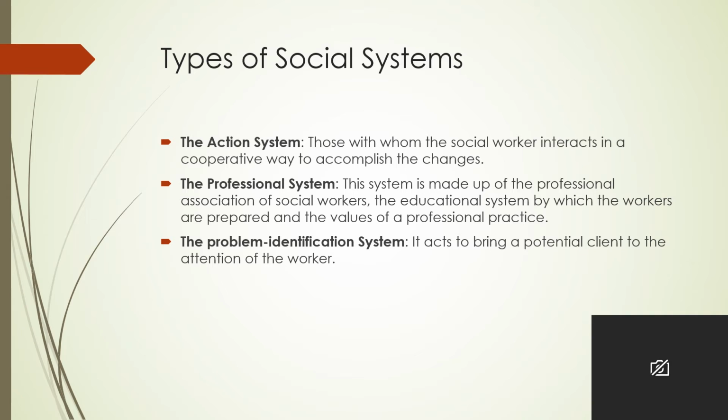The fourth notion that needs to be clarified is the action system. The term action system is used to describe those with whom the social worker interacts in a cooperative way to produce changes. Another important concept here is the professional system. The professional system would mean the professional association of social workers, the educational curriculum by which the social workers are framed, the values and sanctions of a professional practice. The problem identification system is a system that brings a potential client to the attention of the worker.